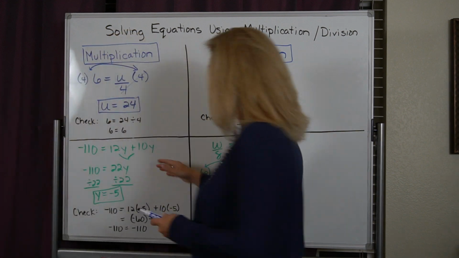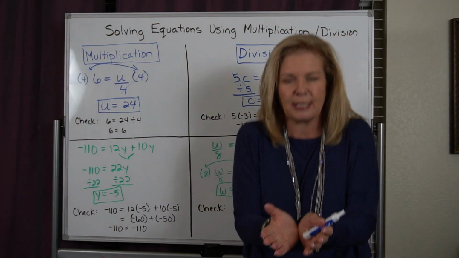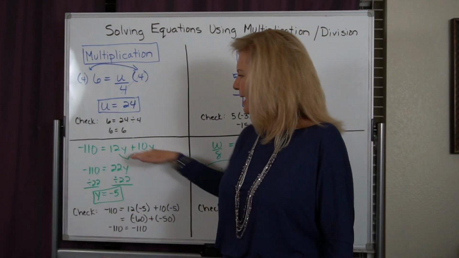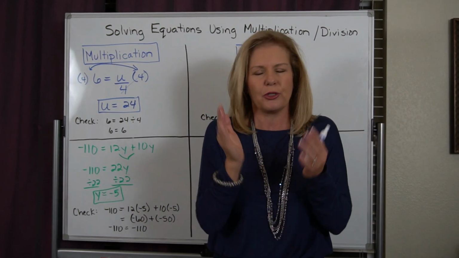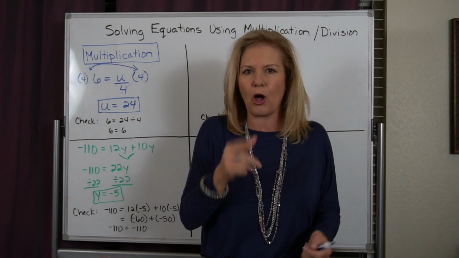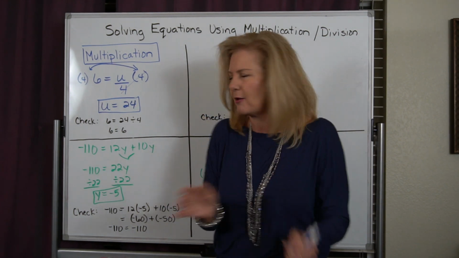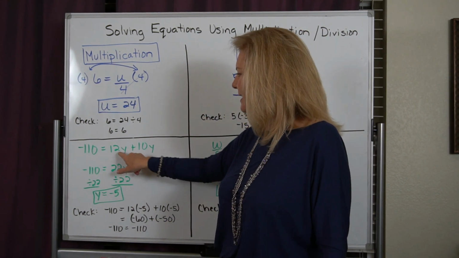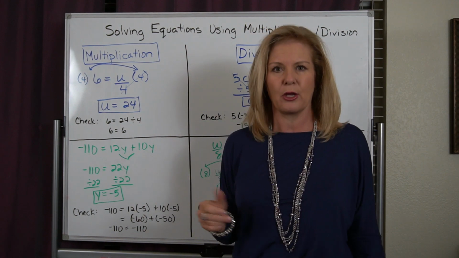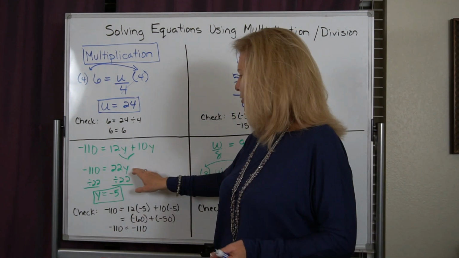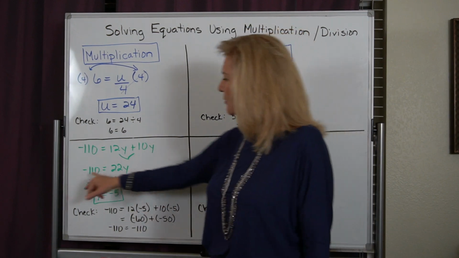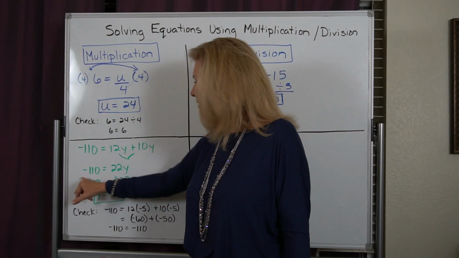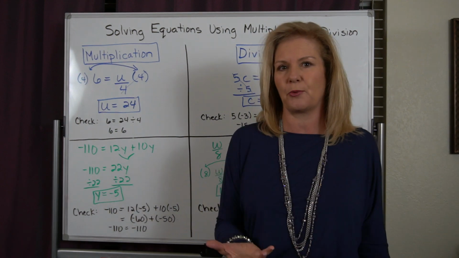So sometimes though we're going to have to gather some like terms. In this example, I'm gathering my like variables together. You can't begin solving unless you have all your variables in one pile. So when I look at this, I see I have 12y and 10y. Well, I need to just put those together as 22y before I begin to solve the problem. So really my problem is -110 equals 22y.